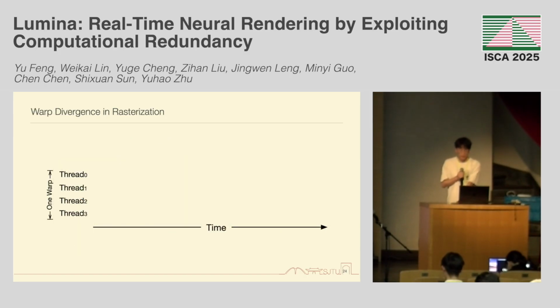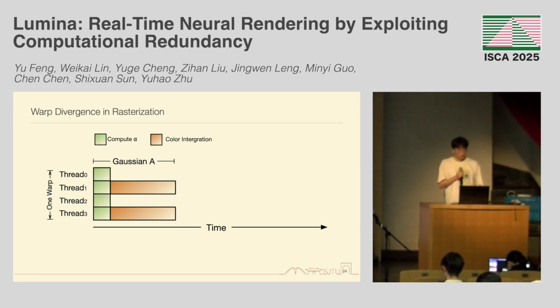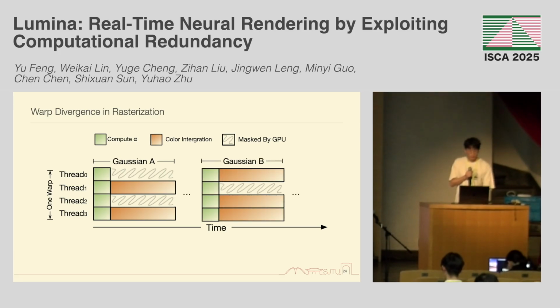If we consider a GPU warp with 4 threads, and these 4 threads are integrating Gaussians, for instance, when these 4 threads integrate Gaussian 1, all threads would perform alpha computation. However, only thread 1 and 3 would perform the remaining color integration because their alpha is greater than the threshold. And threads 0 and 2 would do nothing because they are masked by the GPU. Similarly, when integrating Gaussian B, thread 1 is masked by GPU, and as we can see, the warp divergence already exists in the existing rasterization process.